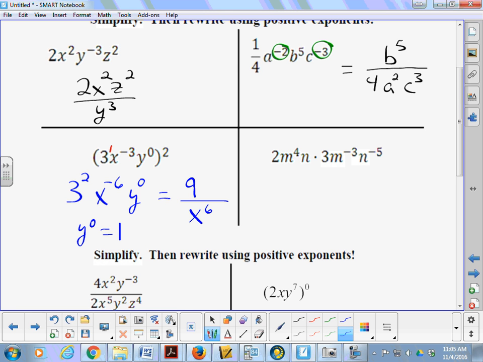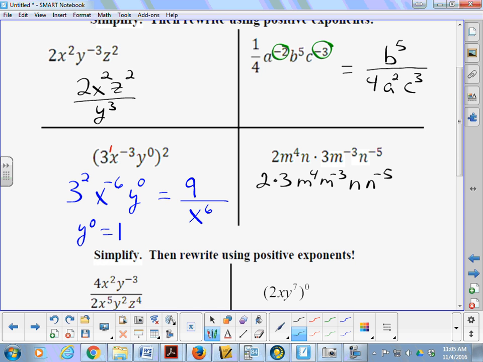Okay, the last one here. We're using our rule: if we have multiplying with the same base, we add the exponents. So that's the first thing we're going to do. We're going to go ahead and rewrite this first of all. So I'm going to rewrite it so I put the constants together, the m's together, and the n's together. So we get 2 times 3, m to the 4th, m to the negative 3rd, n and n to the negative 5th.